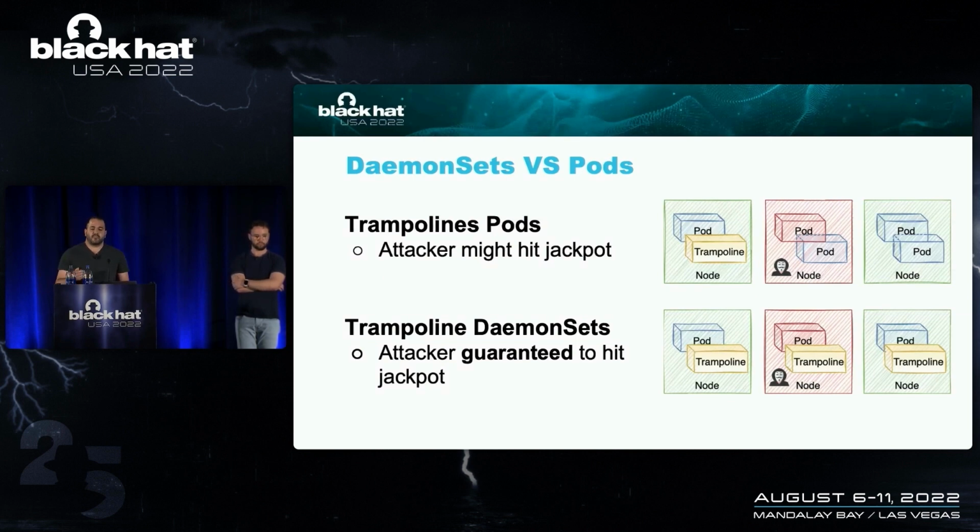If a trampoline pod is not installed as a daemon set, it runs only on one node in our cluster. So if an attacker has escaped from a certain node, he may or may not be on the node that hosts the trampoline pod. It's 50-50, and maybe less, because it depends on the number of nodes in your cluster. But if a trampoline pod is deployed as a daemon set, an attacker is guaranteed to hit the jackpot, because every single node in our cluster will run the trampoline pod.